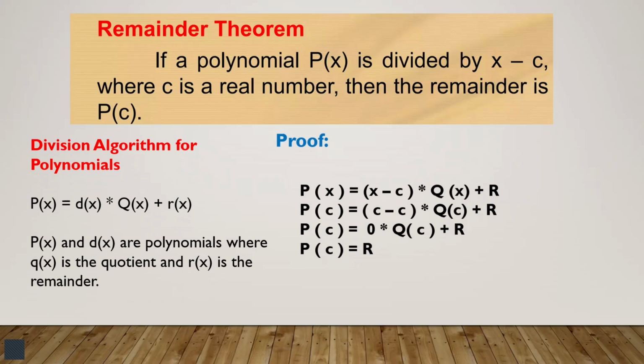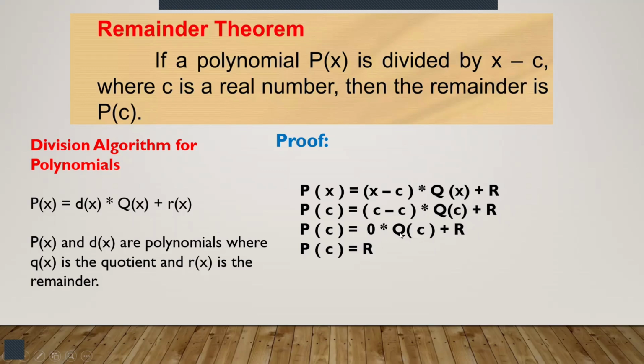If the divisor d of x is of the form x minus c, then p of x is equal to the quantity x minus c times the quotient, which is q of x, plus r, which is the remainder. So evaluating p of c, this will become the quantity c minus c times q of c plus r. But c minus c is equal to 0. So this will give us p of c equals 0 times q of c plus r.